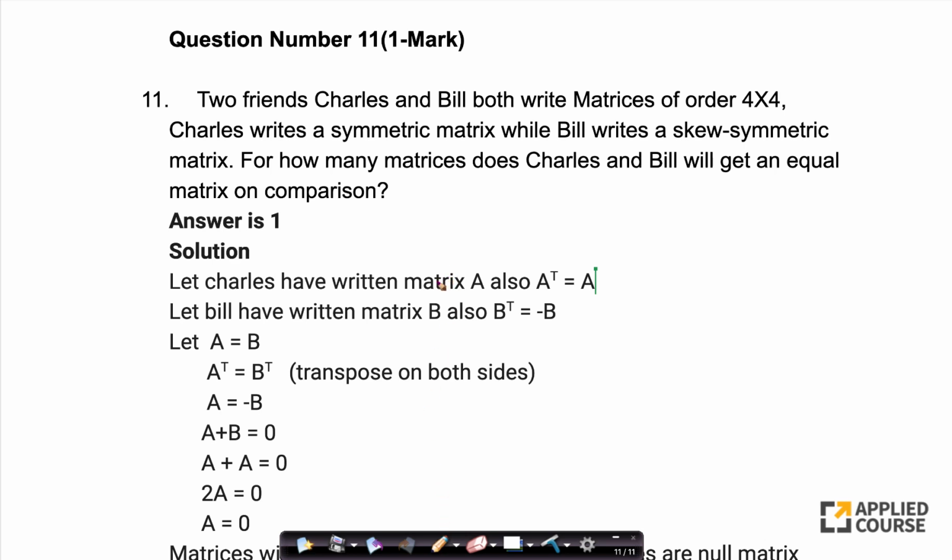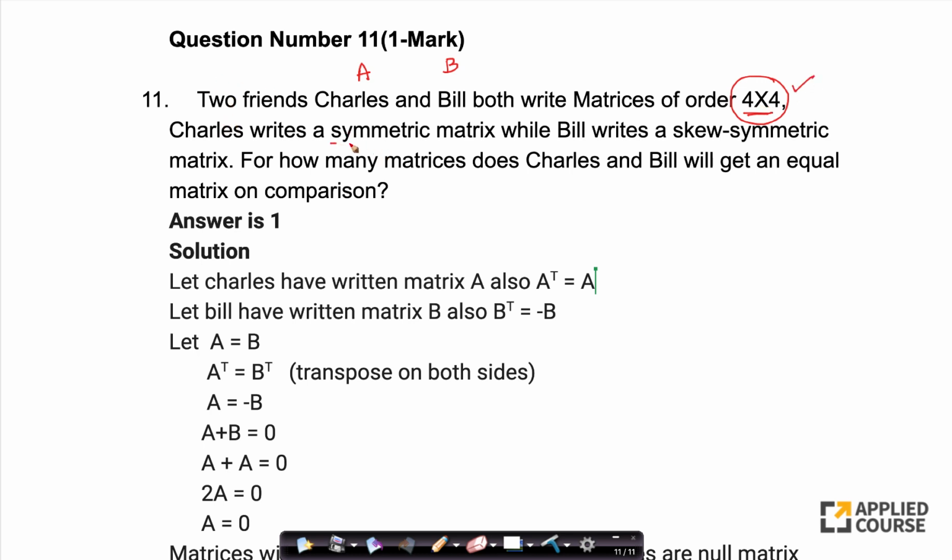So now let's solve more questions in linear algebra. This question says two friends, Charles and Bill, both write matrices of order 4 by 4. So each of them is writing a matrix of their own. Let's say what Charles writes, let's call it matrix A. What Bill writes, let's call it matrix B. And both these matrices are of order 4 by 4.